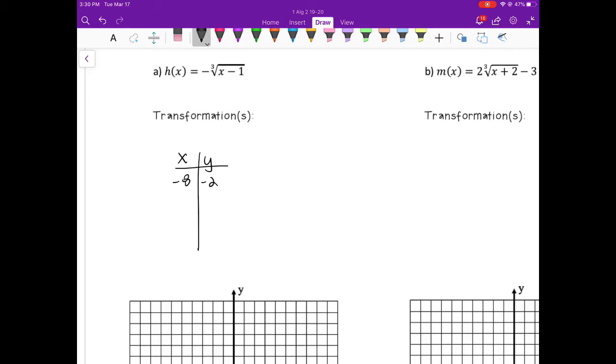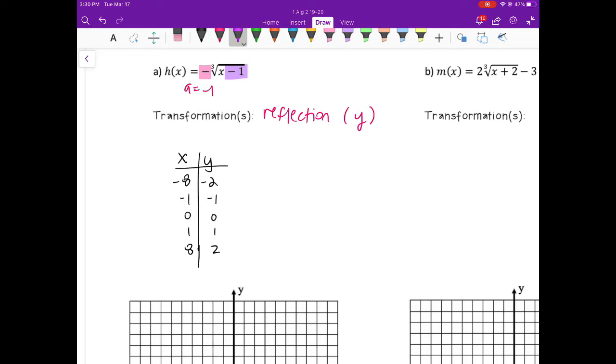So we've got (-8, -2), (-1, -1), (0, 0), (1, 1), (8, 2). 5 points to remember this time. And then our transformations are going to tell us how we're going to be moving. Well, that A being -1 tells us that we are going to have a reflection. And that is going to change our y values, remember.